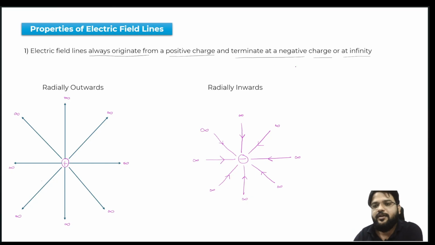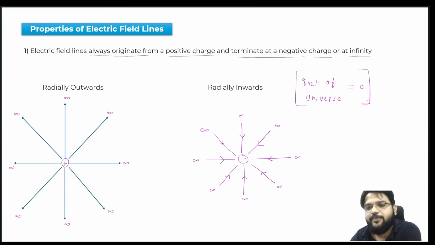Because in the universe, net charge is 0. If you see the net charge of the universe, everyone, net charge of the universe. So net charge of the universe is what? It is 0. So the number of positive charges and negative charges in this universe is the same. All right. So that's why we are assuming here the field lines are generating from the positive charge and terminating at the negative charge, because negative charge is present at infinity. That's why it is going till infinity and terminating there.